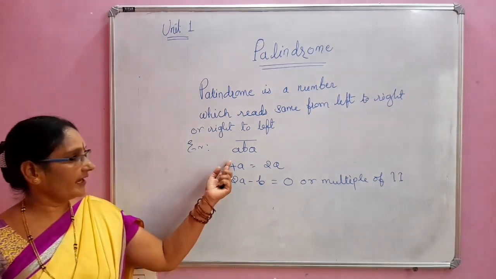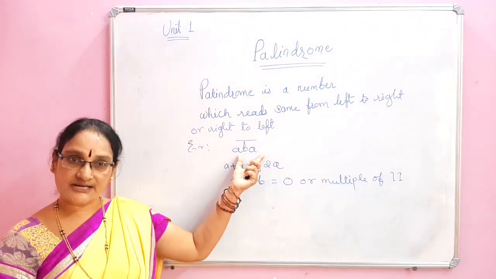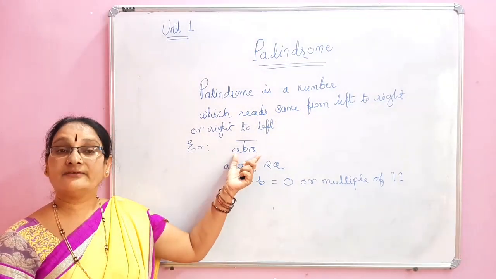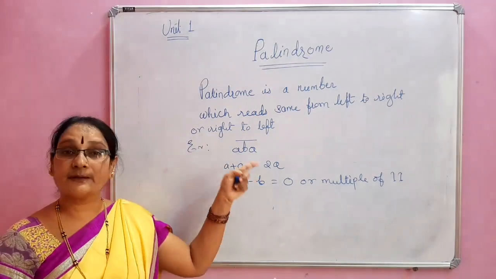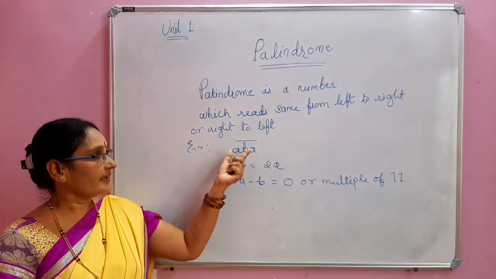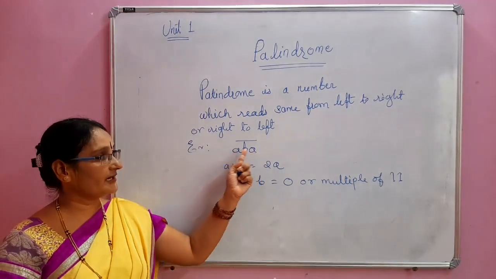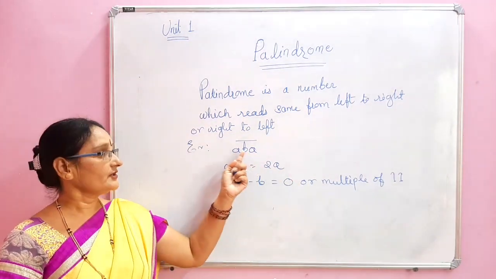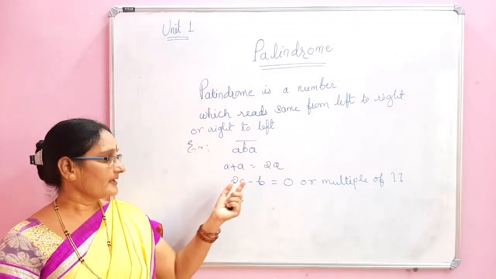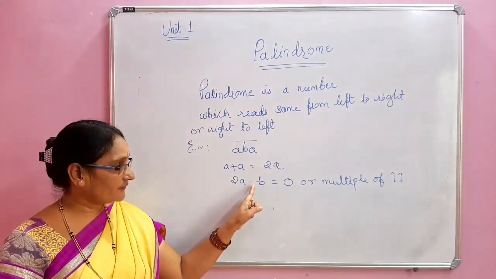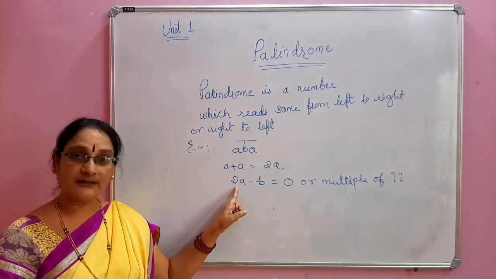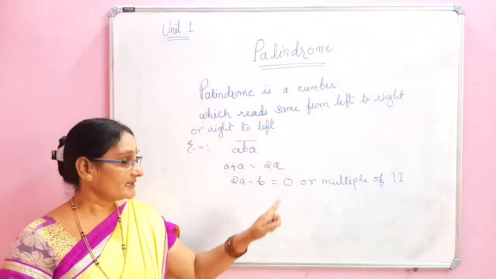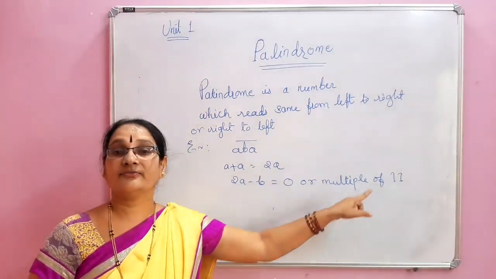In general, ABA is one general number, a 3-digit palindrome. Whether it is divisible by 11, or when it is divisible by 11, we will see. The sum of the oddly placed digits, a plus a, is 2a. Then the evenly placed digit is b. 2a minus b, the difference between the sum of the oddly placed digits and the evenly placed digits, must be 0 or a multiple of 11.